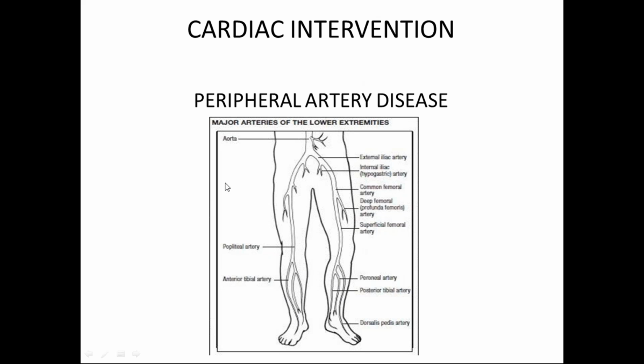Okay, so you need to have an idea of the anatomy of the major arteries of the lower extremity. Again, the aorta gives rise to the common iliac, and the common iliac divides into the external and an internal. The external continues down to give rise to the common femoral. Then the common femoral splits to give you a deep femoral branch and a superficial femoral branch. We tend to get a lot of occlusion in the superficial femoral artery. You can also get occlusion in the common iliac and the external iliac.